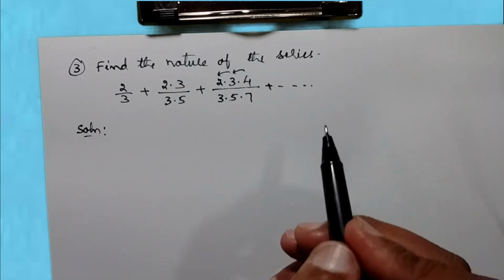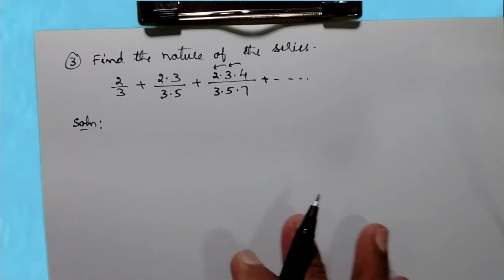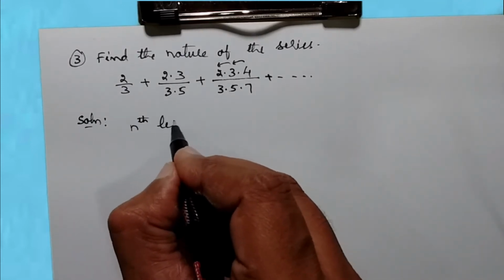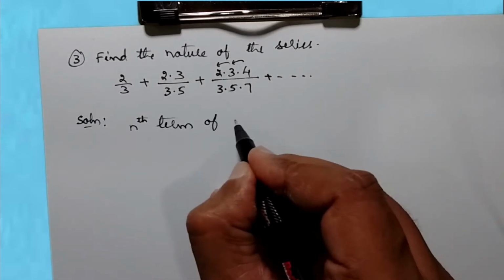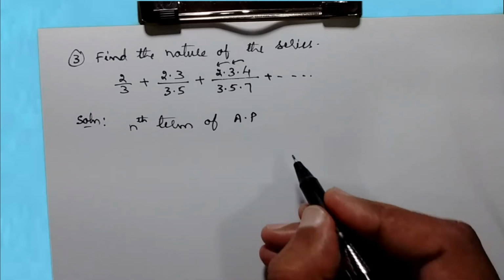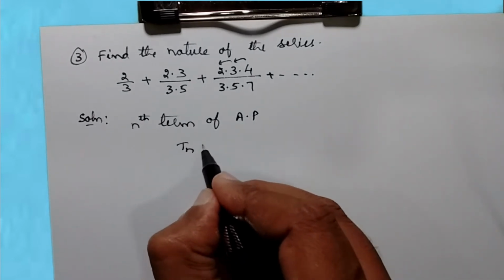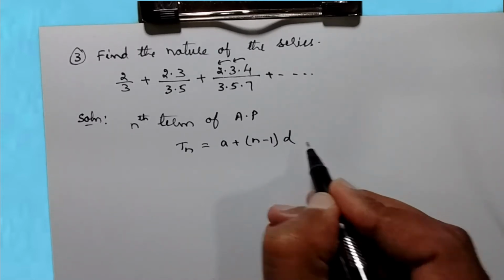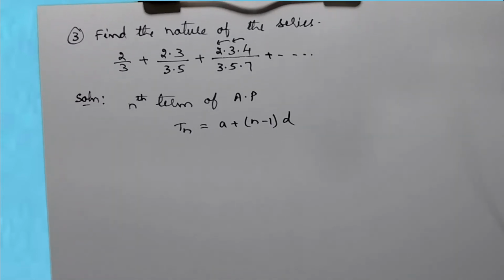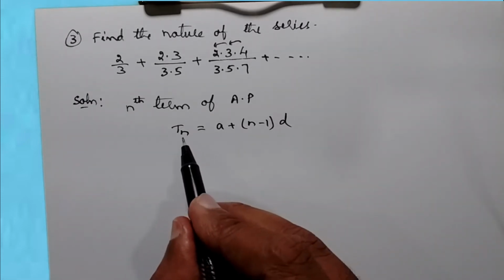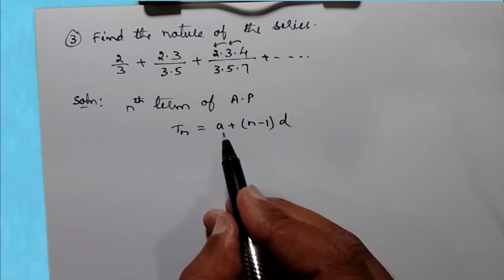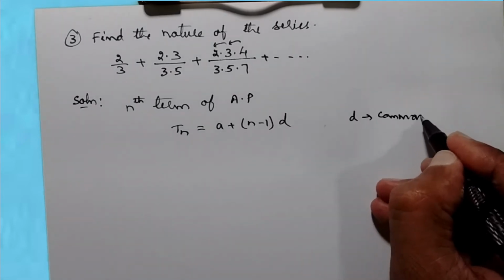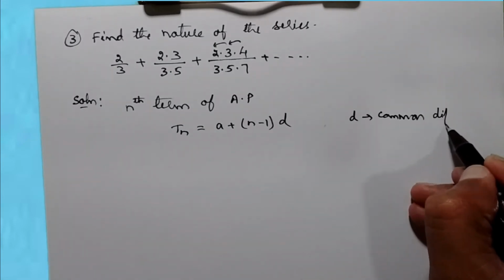So how do we find the nth term of an arithmetic progression? The nth term of an arithmetic progression, AP. We know this formula: the nth term will be equal to a plus n minus 1 times d. This is the basic formula for finding the nth term of an AP, where a represents the first term and d represents the common difference.